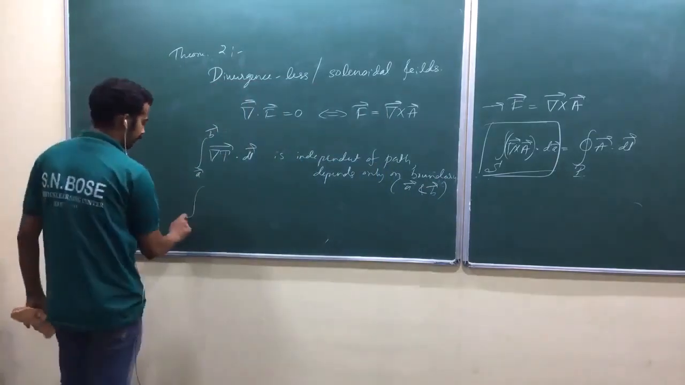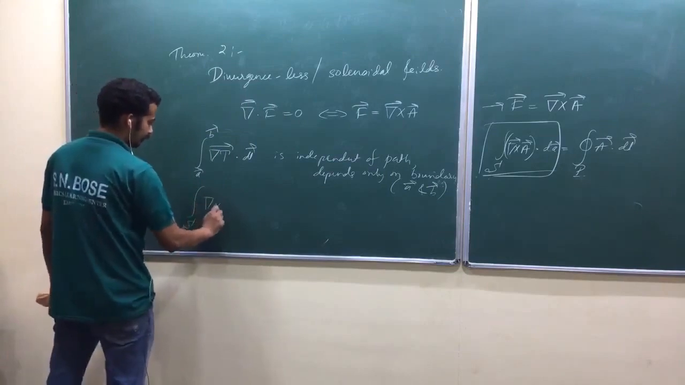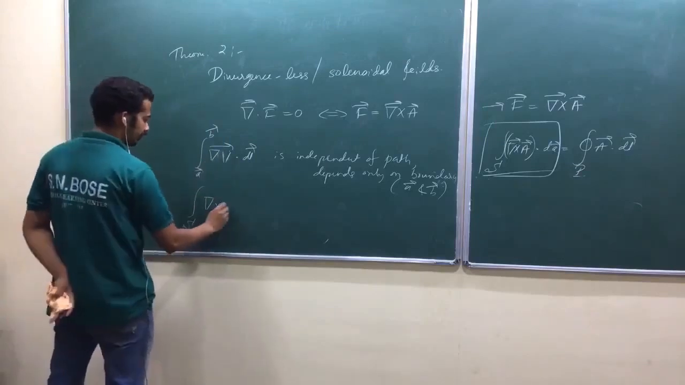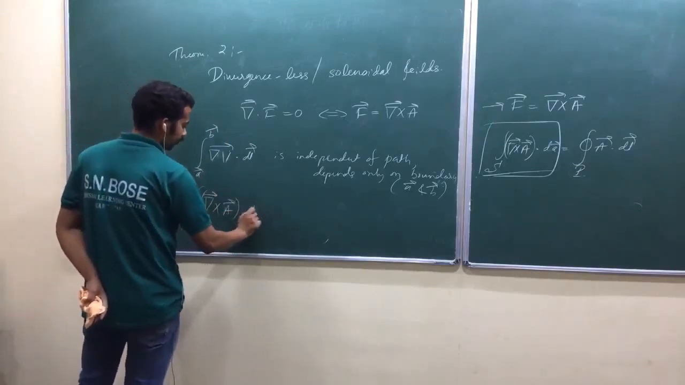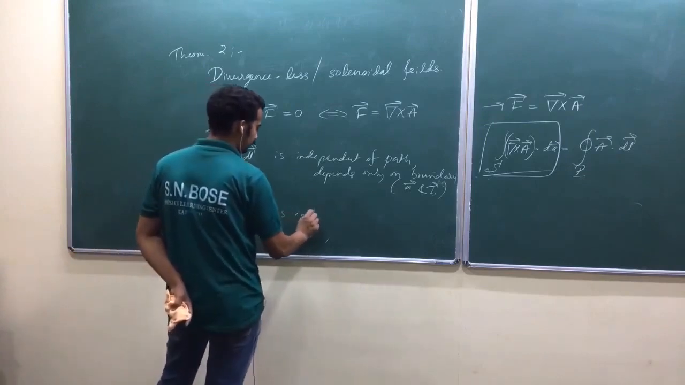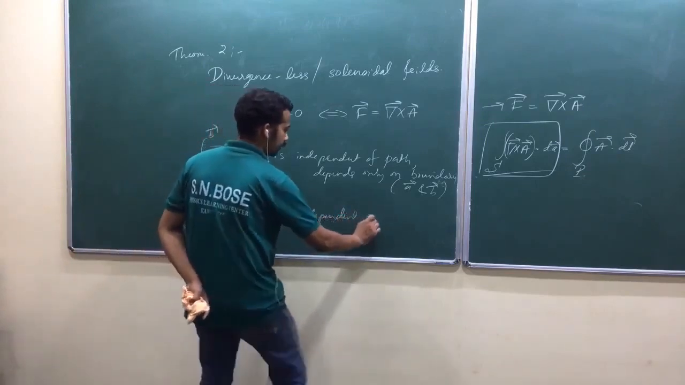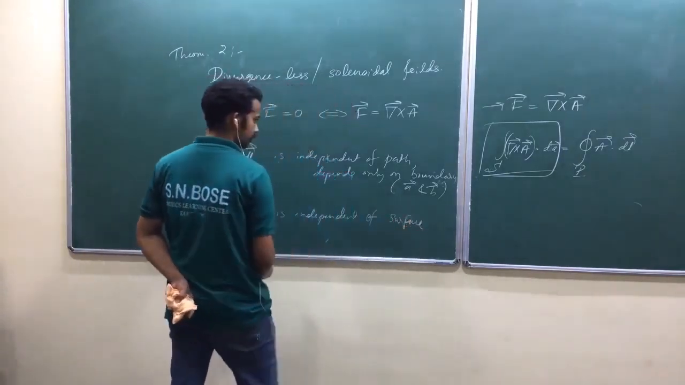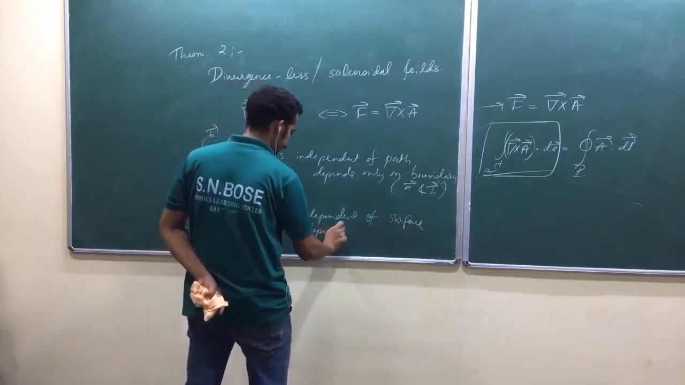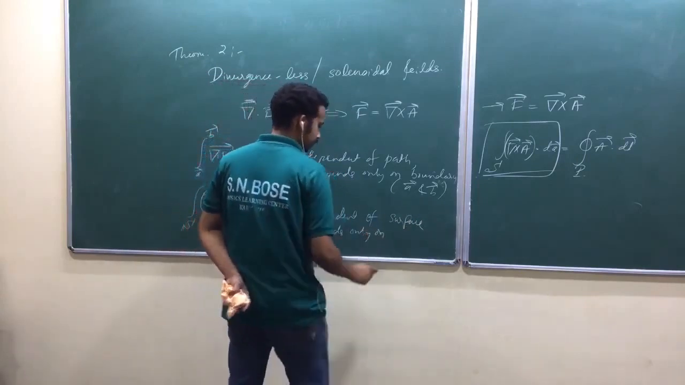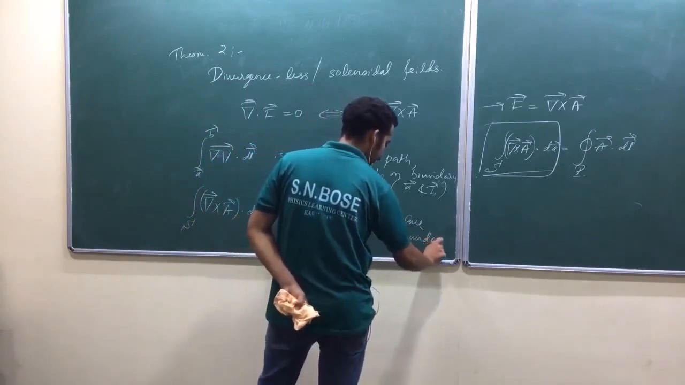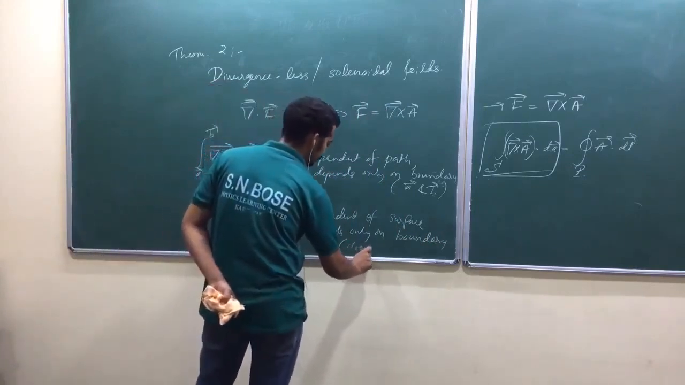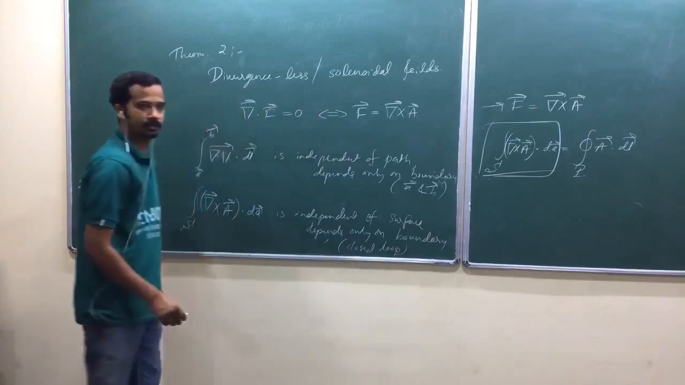Similarly, the surface integral of, can I write V here? That's better because we have used that scalar potential V. Del cross A dot dA is independent of surface, depends only on boundary. What is the boundary for a surface? For an open surface, that's a closed loop. Am I right? So take any type of surface.